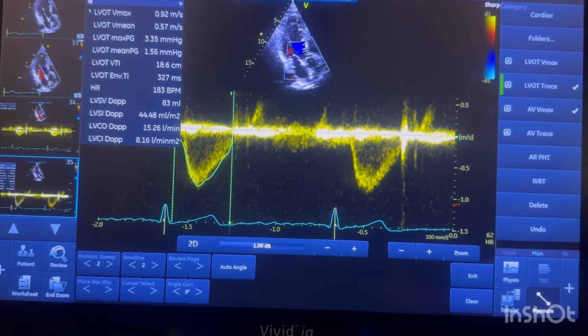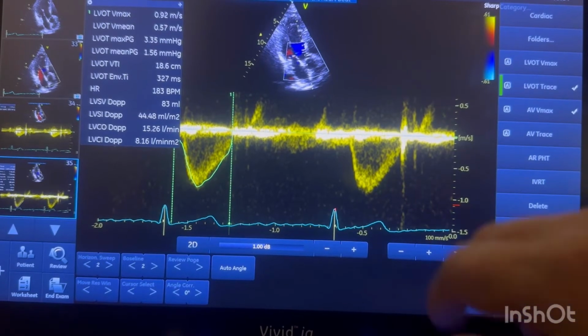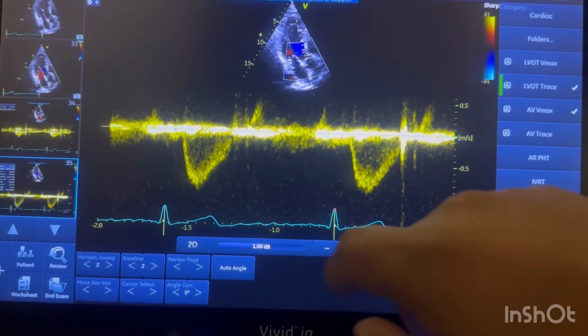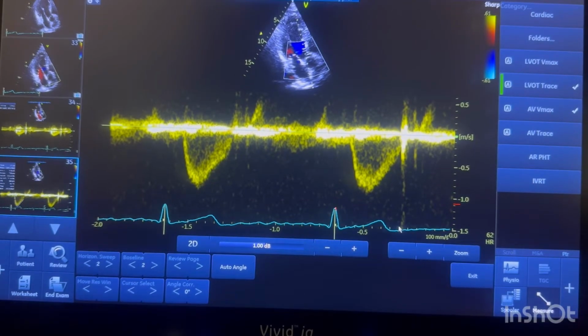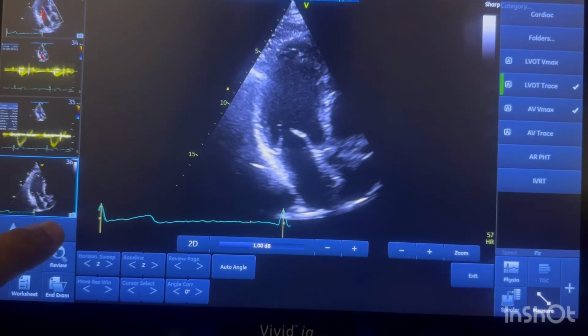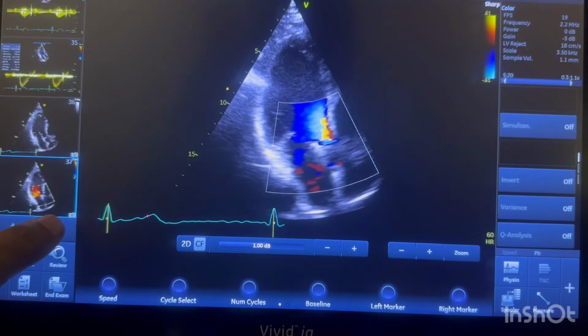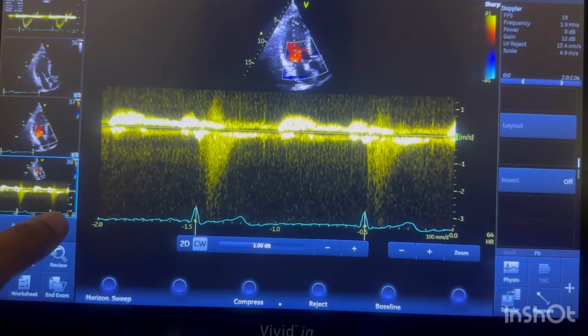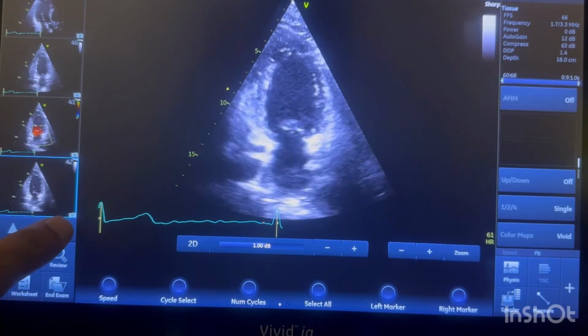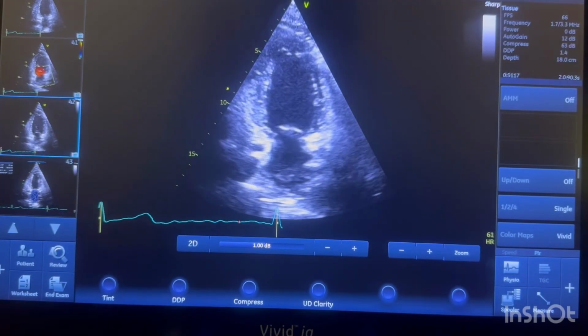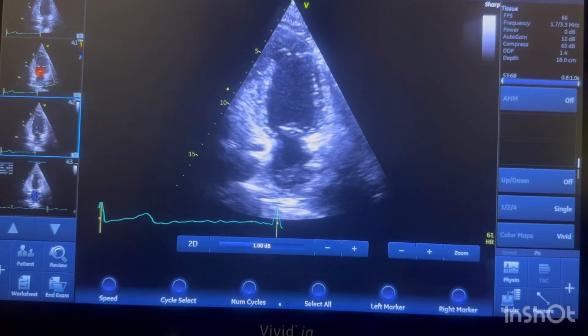So always keep in mind that you don't need to do it in this way. You need to start from the point where it's starting, which is this, and end it where it is ending, this way. So this is our LVOT measurement, LVOT VTI. Okay, so now LA volume.